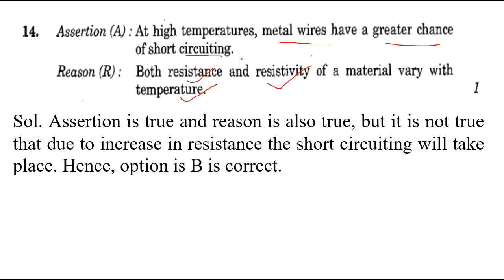Why? How can we say that it is not related? Because if you increase the resistance or resistivity of the wire, it will not cause short circuiting to take place. So we can say that the assertion is true, the reason is also true, but it is not true that short circuiting takes place due to the increase in resistance, and hence option B is correct, that is, assertion and reason are both true, but the reason is not the correct explanation of the assertion. Now moving further to the next question.